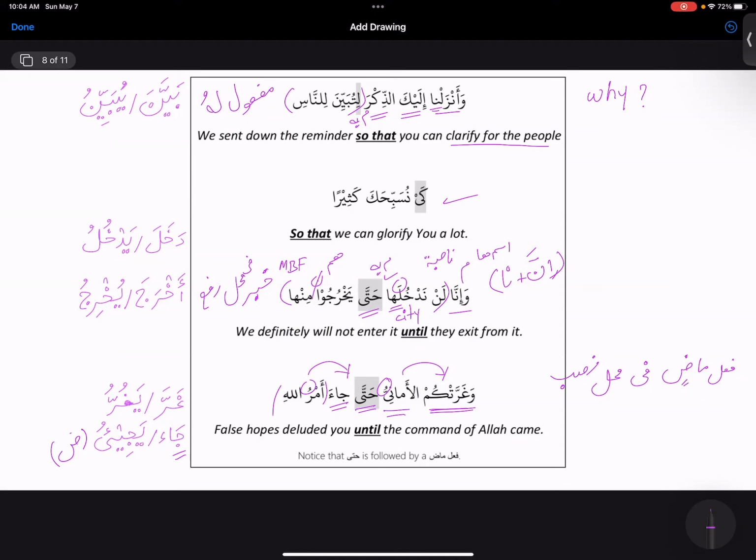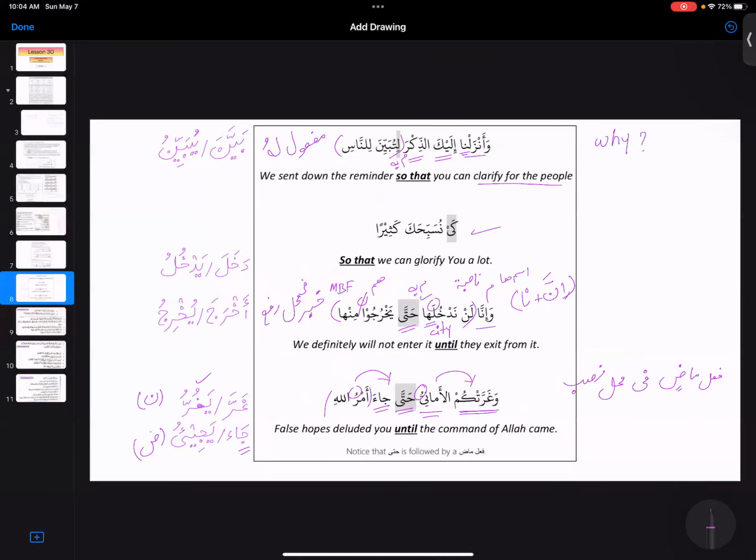Gharra yagurru. What bab? Again, we're going to see. Fa kalima is taking dhamma, right? So again, this is bab nasara. Akhraja yukhriju. This is the family. Aslama. Very good. Dakhala yadkhulu. Aslama. Nasara yansuru. Nasara yadkhulu. Bayyana yubayyinu. Allama yu'allim. Very good. Mashallah. You guys are experts now.